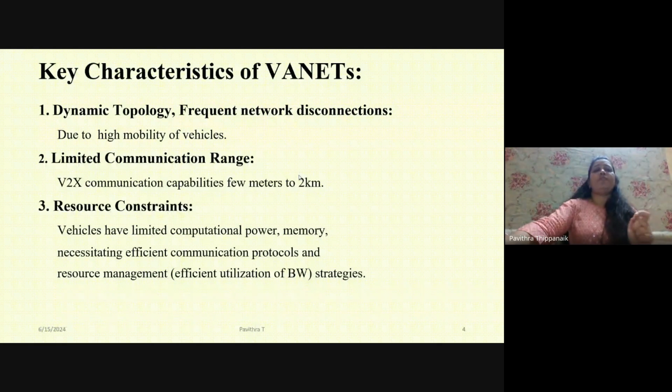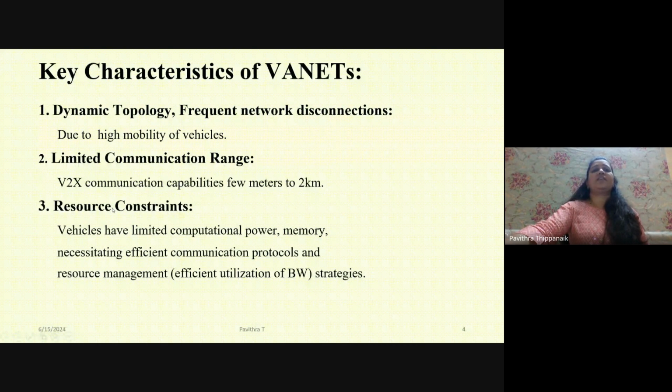Therefore, we have to make sure that whenever these RSUs, that is, fixed infrastructure, are deployed along the roadside, depending upon whether it is a highway, we can deploy those RSUs at a distance of 2 kilometers. But when it comes to the city scenario, depending upon the probable traffic on that particular road, we have to decide at what distance the RSUs can be deployed. So that is one of the characteristics of VANETs, that is, limited communication range.